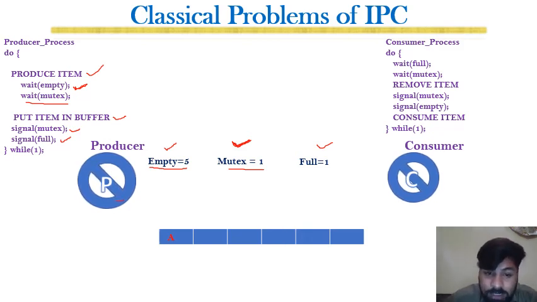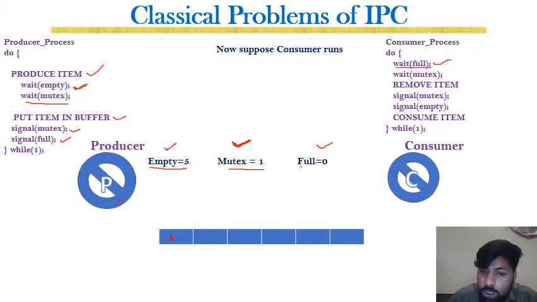And for example, after that, suppose the consumer runs. If the consumer runs, then first of all it will have to wait on full. It will call wait on full, so full will become 0, because previously full was not 0. After running this statement, full will be 0, and now it will have to wait on mutex, and mutex will also become 0 because previously mutex was not 0, and now it becomes 0. And after that it will have to remove an item from the buffer.